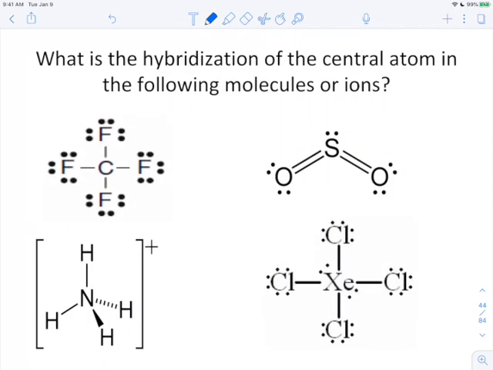All right, so some fun right here, or hopefully fun. I want you to do the hybridization of all the central atoms. So go ahead and give this a shot.